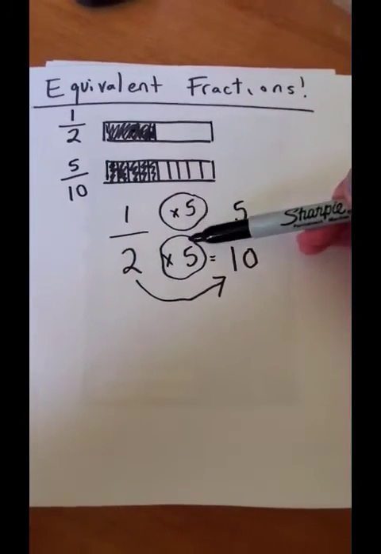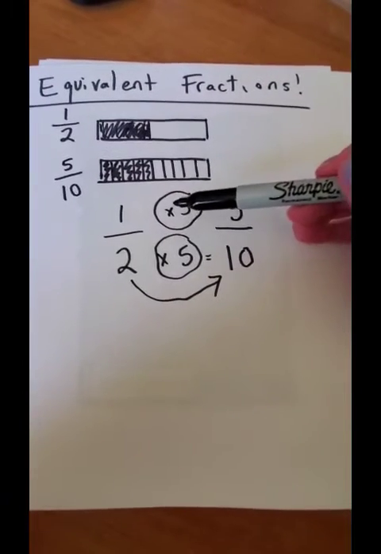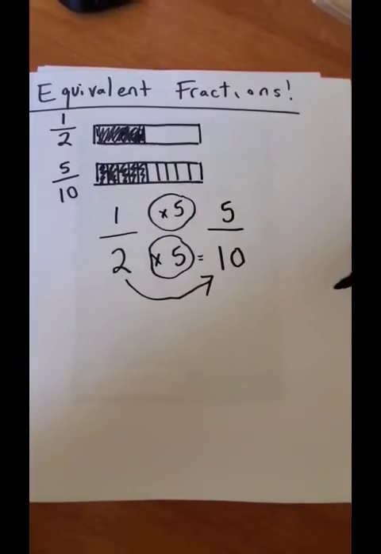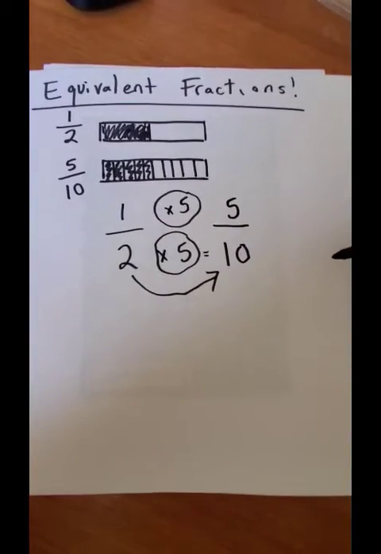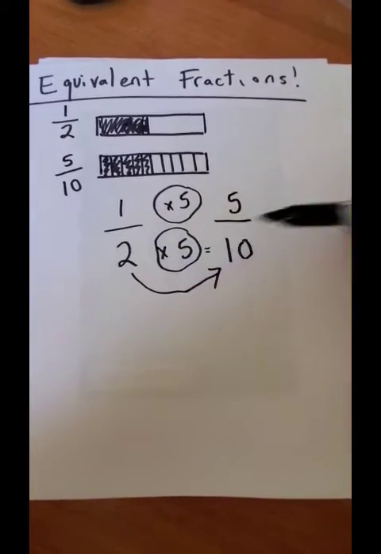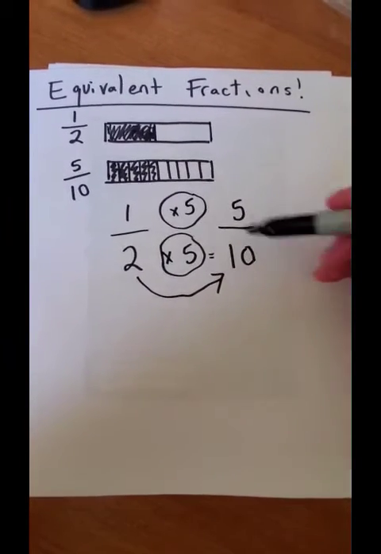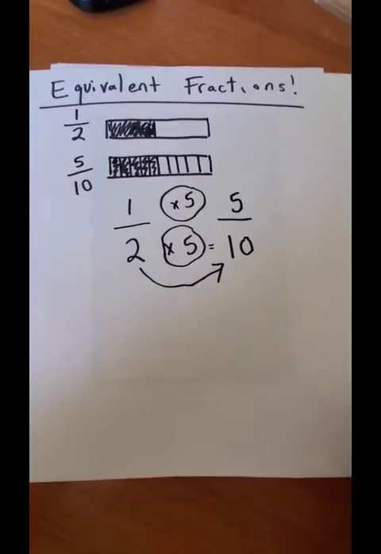If you times or divide, that works too, the numerator and the denominator by the same number, I chose 5, you can make an equivalent fraction. Remember, you can only times or divide in the middle. You cannot add or subtract. That does not work. So here's one more example before I finish.